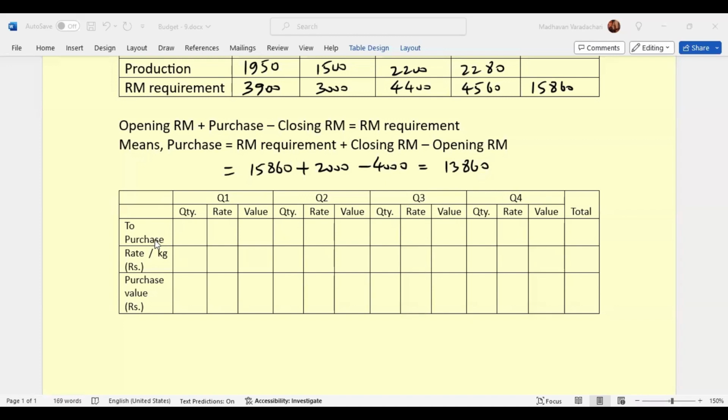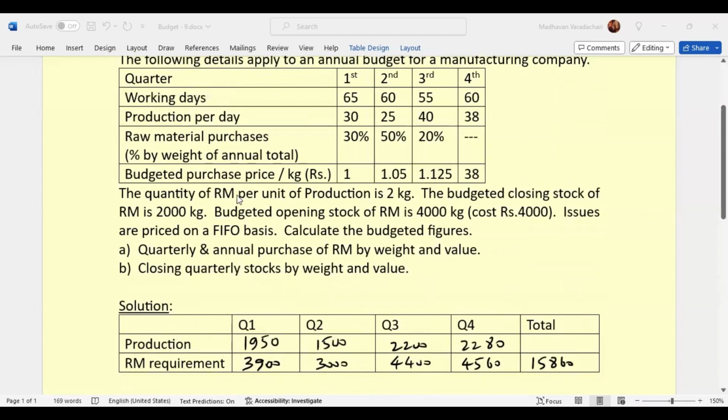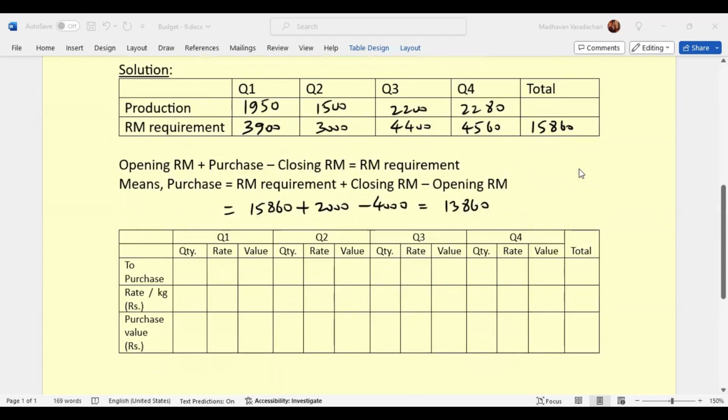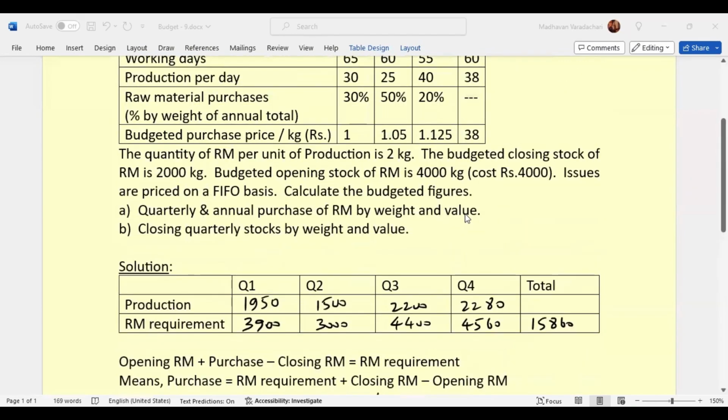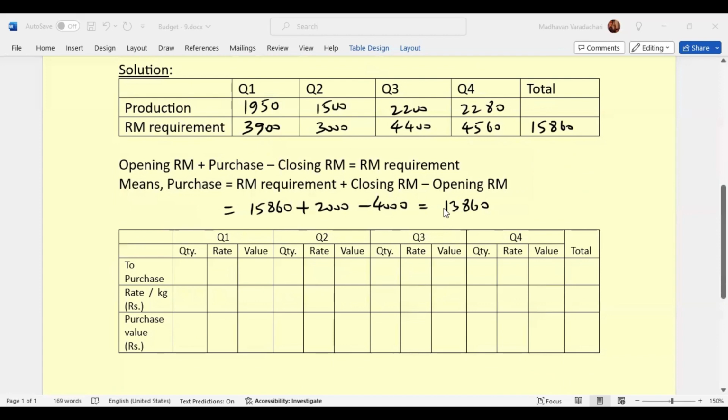Now, for each quarter, let us identify how much to purchase, what should be the rate per kg, and how much is the purchase value. Here they gave us the weightage. Raw material purchases in first quarter should be 30%, second quarter should be 50%, and third quarter should be 20%. On that basis, we have the total purchase quantity as 13,860. In that, what will be the 30%? So 13860 into 0.3, we will get 4158.